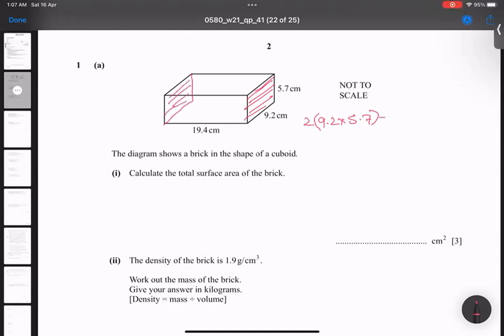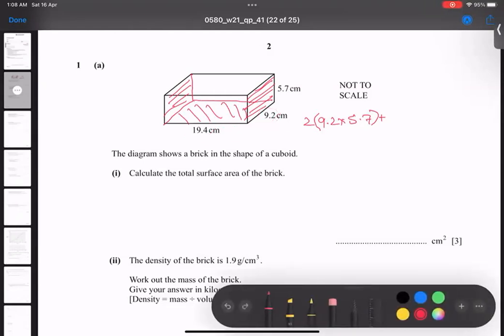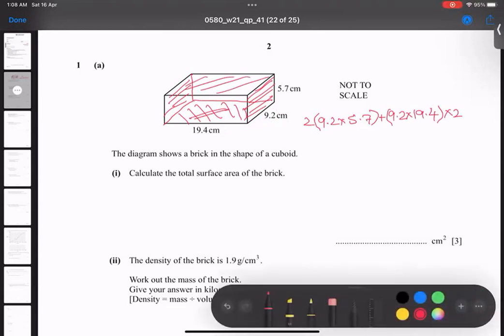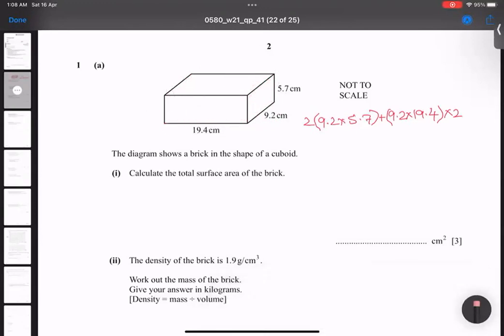Now plus. Now again, I talk about this floor. So 9.2 into 19.4, so I just multiply them. So 9.2 into 19.4 into 2. Why into 2 is very clear, because that's the floor and the ceiling on the top, you can see. And what is left further? If you look carefully, I think it is very clear what is left.